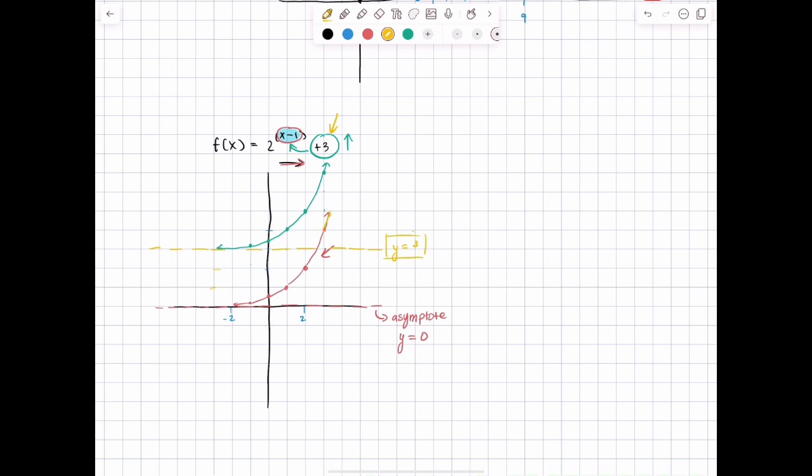So the asymptote is y equals 3, and this is your new graph. You can erase this one, and you're going to erase this asymptote as well. And you're going to get y equals 2 to the power of x minus 1, plus 3. So this is what that would look like.